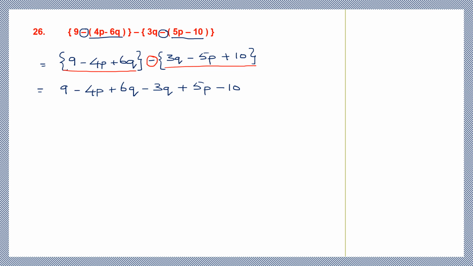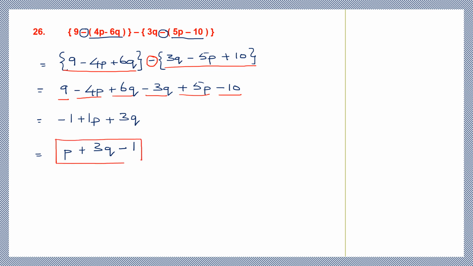So now let's simplify what's inside the bracket. So here we have the whole number 9 and we have 10. So 9 minus 10 is minus 1. Then we have the p's. Let's take the letter p. Minus 4p plus 5p. So the signs are different. So put the sign of the bigger number. 5 minus 4 is 1. 1p. And then let's take the q's. Plus 6q minus 3q. Signs are different. Put the sign of the bigger number. 6 minus 3 is 3. 3q. So let's write the letters first. So we have p plus 3q. Now we can write the whole number minus 1. Generally, we write the whole number at the end. Now this is our final answer. p plus 3q minus 1.